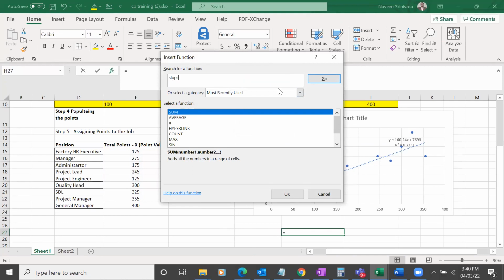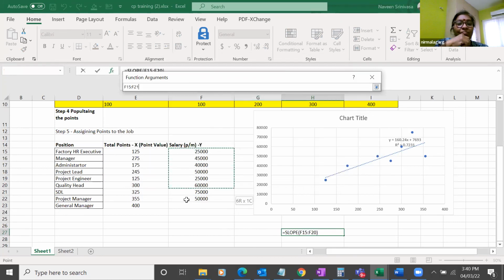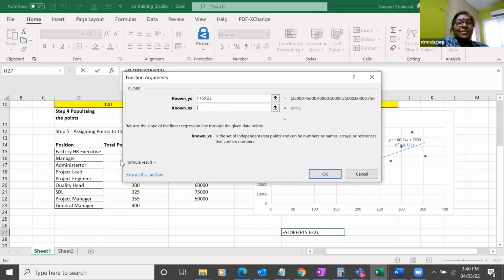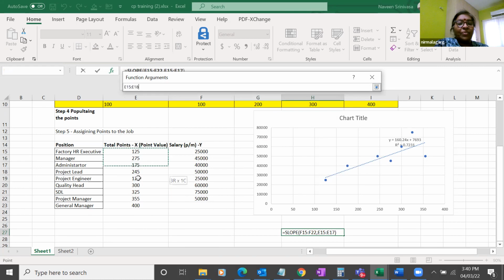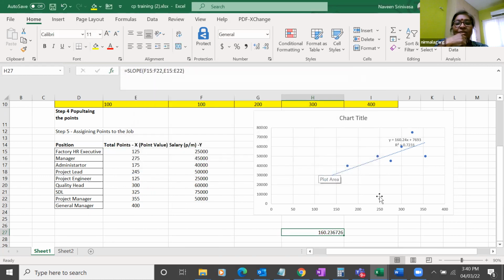Now for known Ys, click and drag the known Ys, from 25 to 50,000. Now the known Xs, only till that 50,000. That's it. Now what is the value? 160. Is it tallying with the value you got? Yes, ma'am. Great. Write slope, otherwise you will think it is something else.